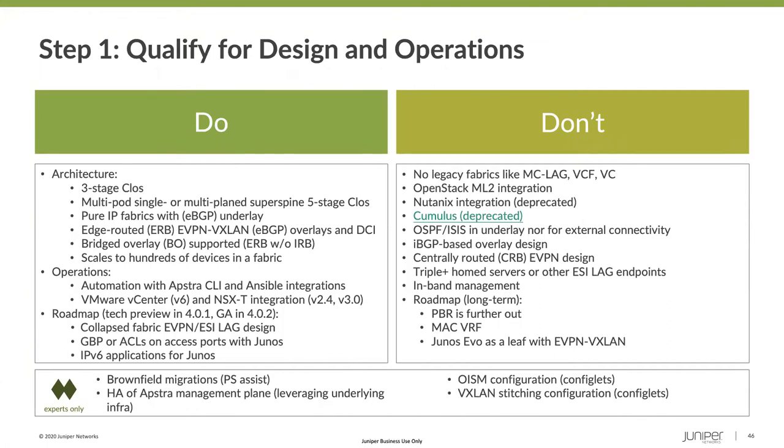In-band management is not supported, so you do need a physical port into the management port of the devices. What will hopefully happen in the future is policy-based routing, MAC-VRF, and Junos Evolved as an EVPN-VXLAN leaf. Currently, we can do Evo on spine, which you will see later on in another slide.